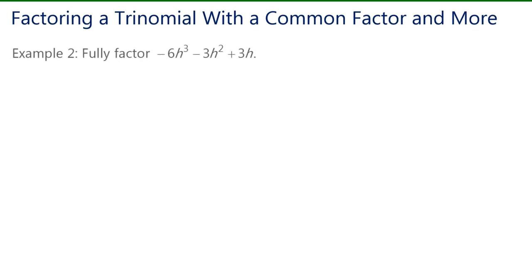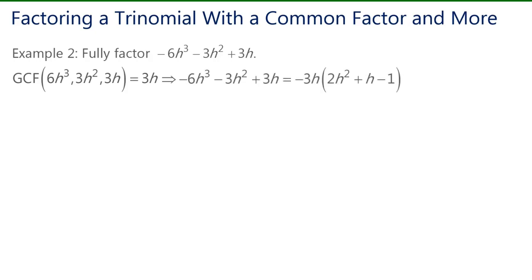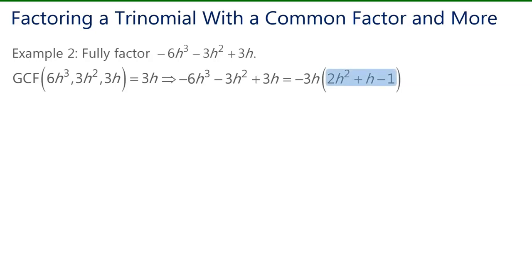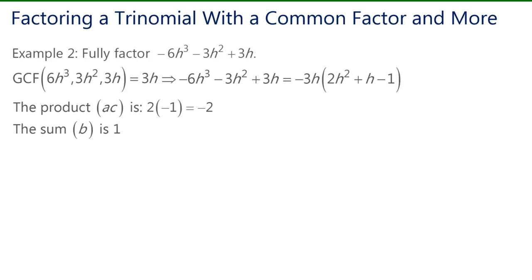Here's a second example. Fully factor negative 6h cubed subtract 3h squared plus 3h. The GCF of 6h cubed, 3h squared, and 3h is 3h. If the leading term is negative, include the negative with the greatest common factor. So we get negative 3h outside of 2h squared plus h subtract 1. Look at the trinomial inside the set of brackets, and we'll use decomposition. The product AC is 2 times negative 1, or negative 2. The sum B is 1.